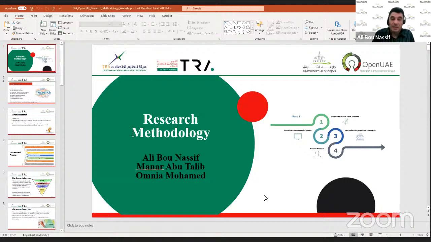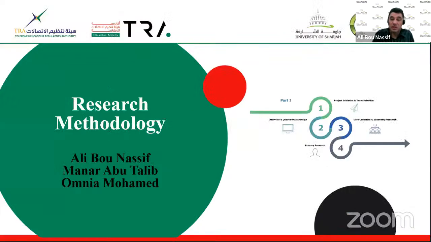So my name is Ali Bounasif. I'm Associate Professor of Computer Engineering, and my research interest is artificial intelligence. I work with applications of artificial intelligence. As professors, we always do research. This is the main part of our work, conducting research, besides teaching some courses.